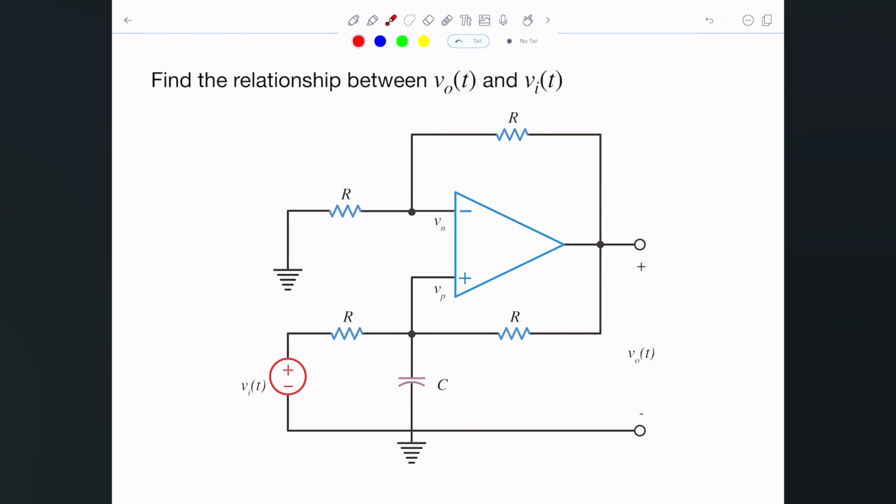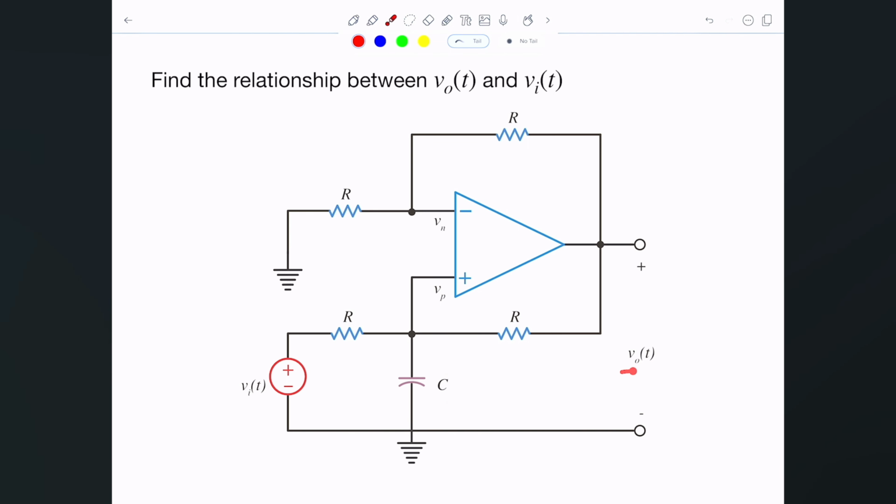This circuit contains an operational amplifier with a couple of feedback loops, one on the negative side and one on the positive side. It also contains a capacitor here. What we're being asked to compute is the relationship between the output voltage and the input voltage. Pretty much, let's figure out what this particular configuration does. All right, so we'll get started.